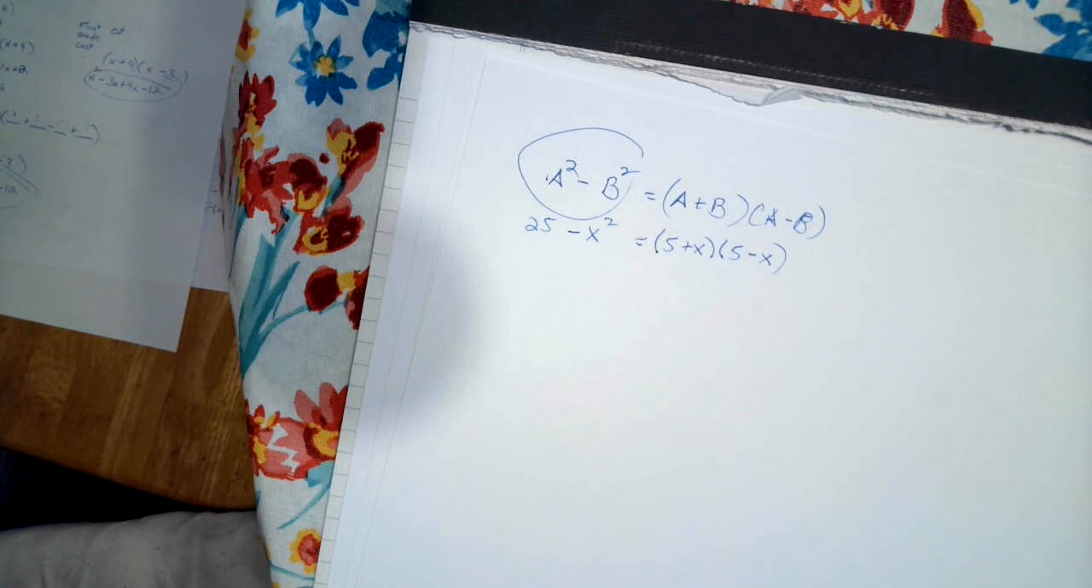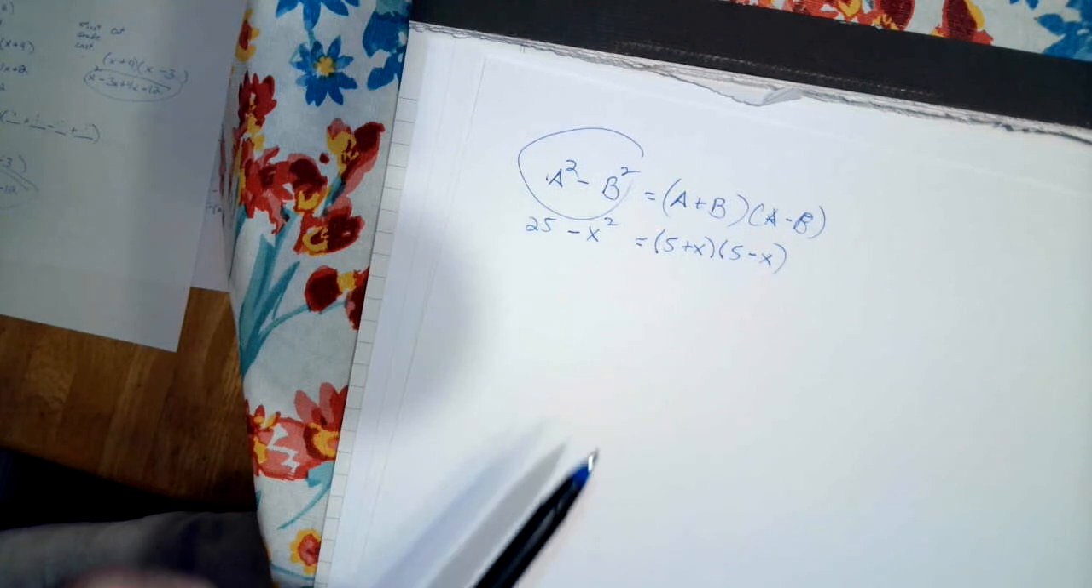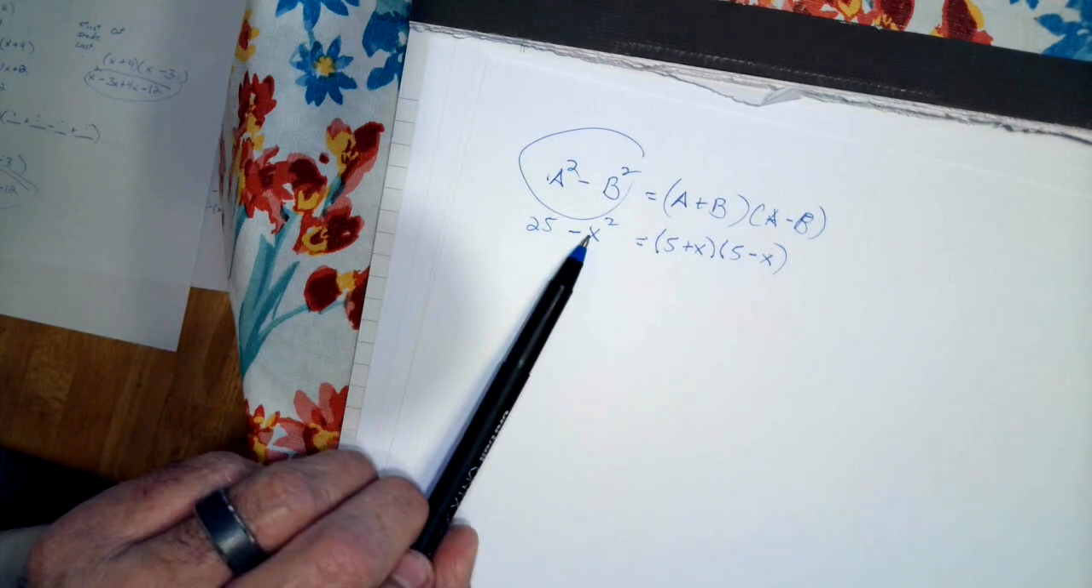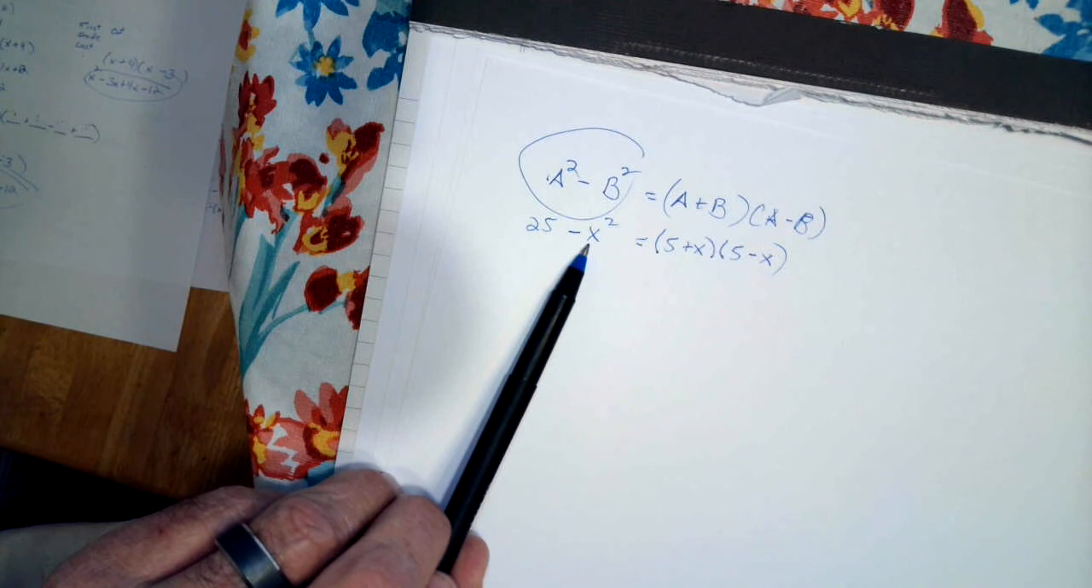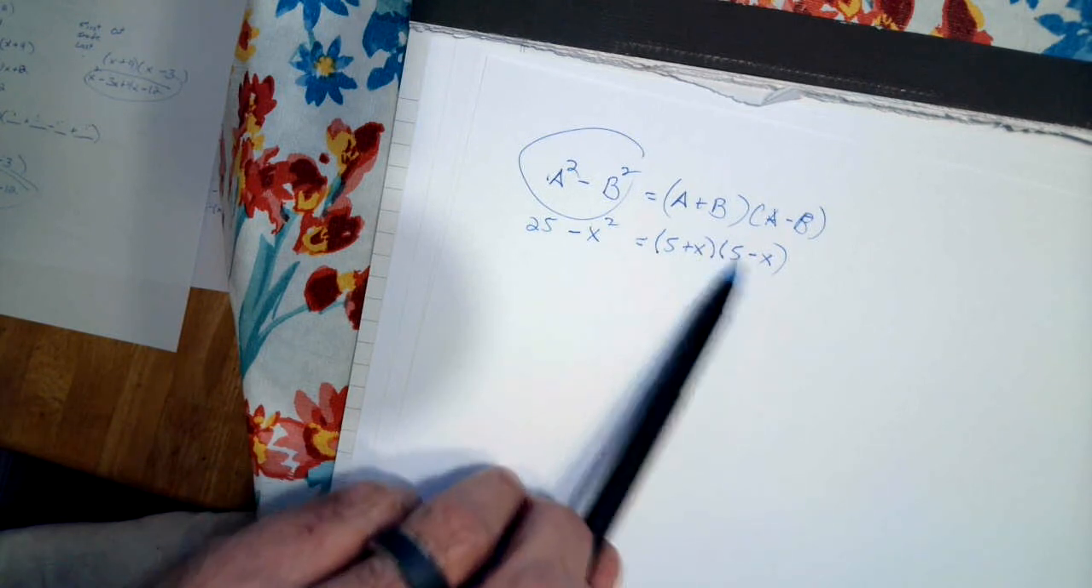So factoring it, this is one of those where I talked to my class about the 3-second rule. Oh, that's a perfect square. That's a perfect square. In other words, that's something times itself. That's something times itself. I can automatically just go do it.